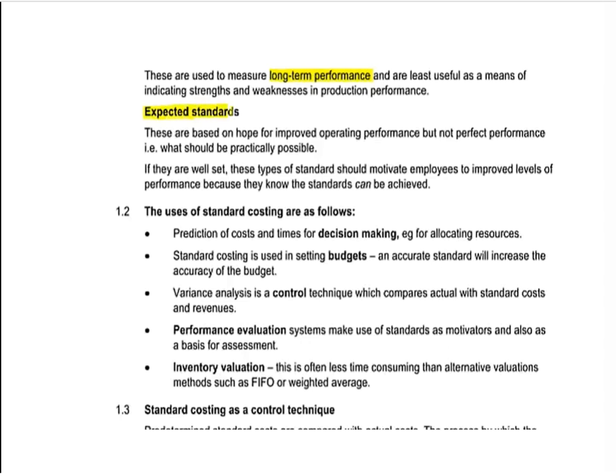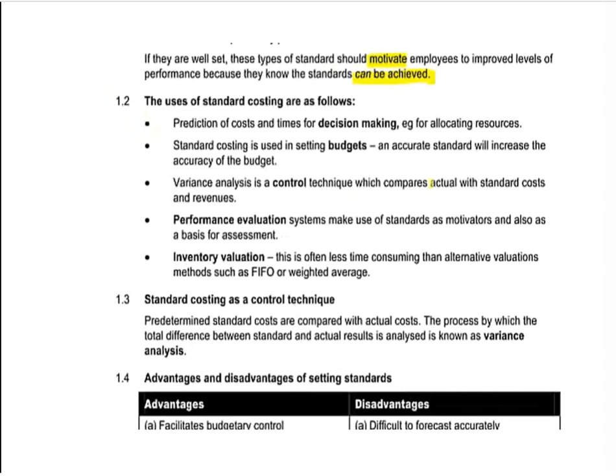Finally then we've got the most useful, which is the expected standards. So here we've got some improvement, so something that we can aim for, so perhaps me being able to run my mile in 9 minutes, but we're not looking for perfection. We're looking for what is practically possible, because the idea then is that should motivate you because you know that they can be achieved. So we should be achieving goal congruence.